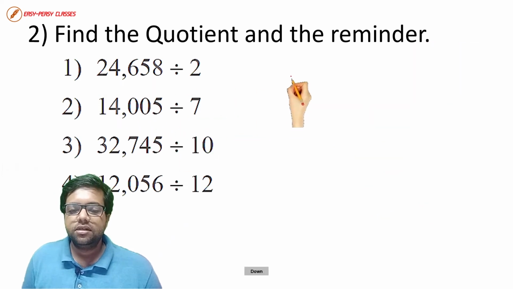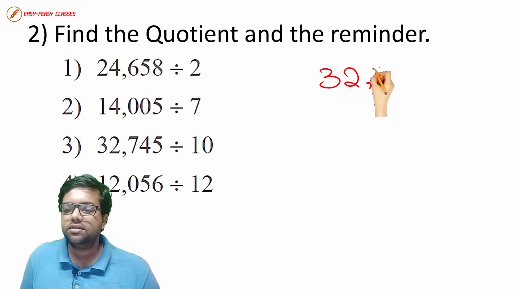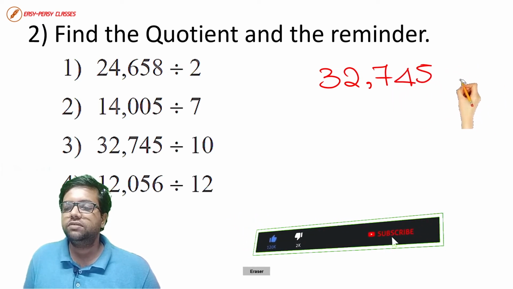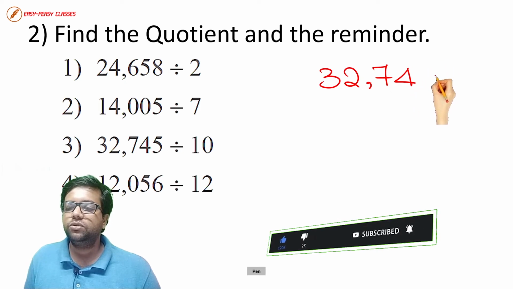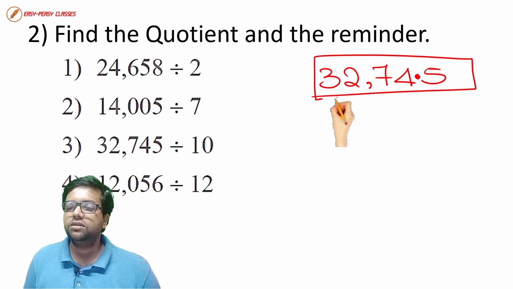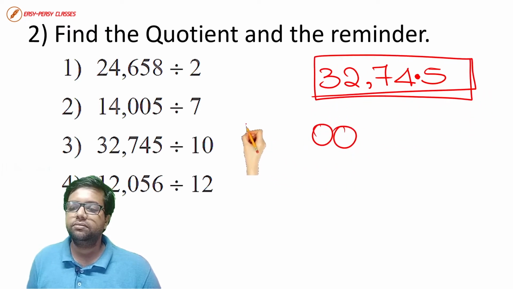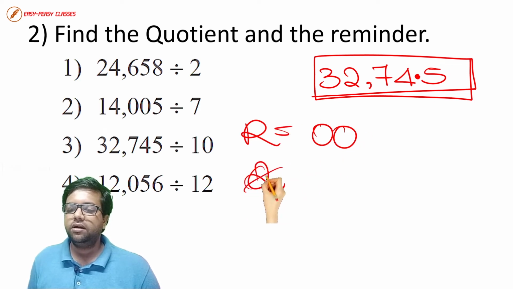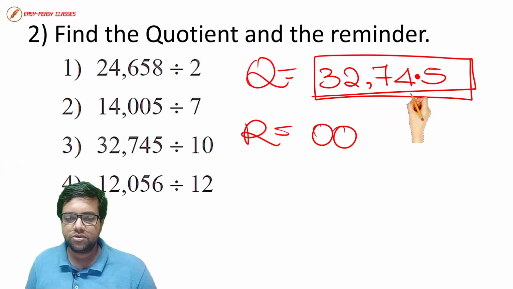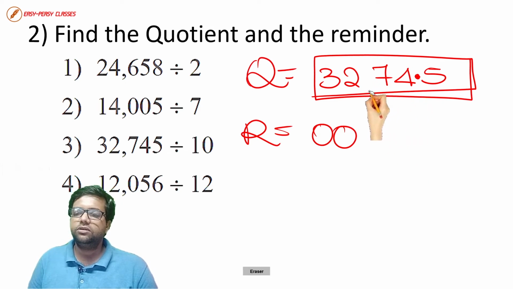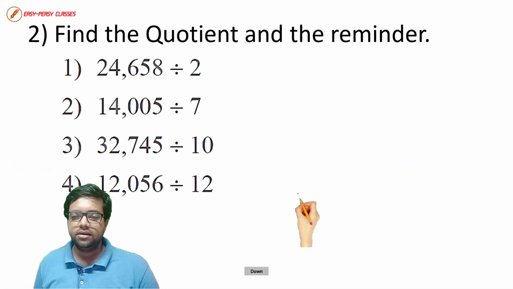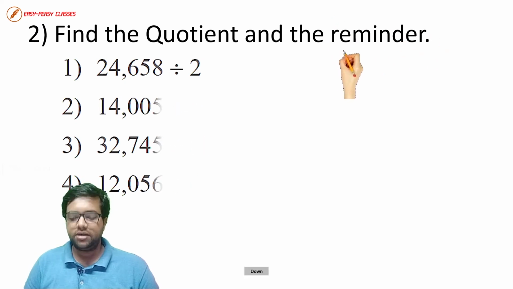Okay, third question, 32,745 divided by 10. So when you're supposed to divide by 10, you don't have to divide it with a long division. Just keep 1 point. That's it. So this is the quotient and remainder is 0. I'm sorry, it won't be 32,000, it's 3,274.5. This is going to be your quotient. So we have found the quotient. Okay, we have done this part.